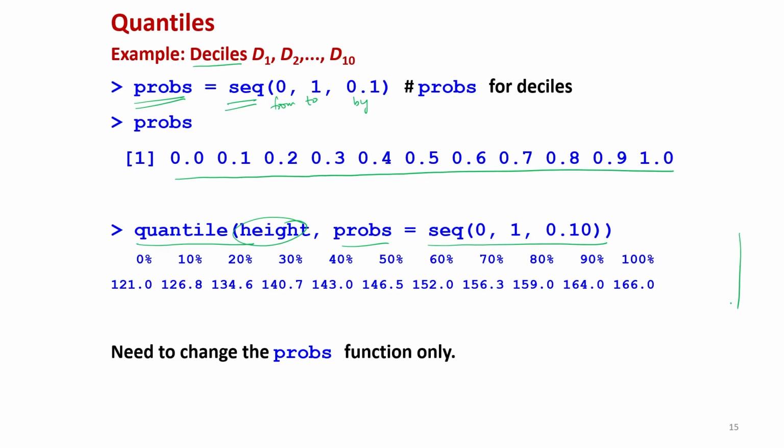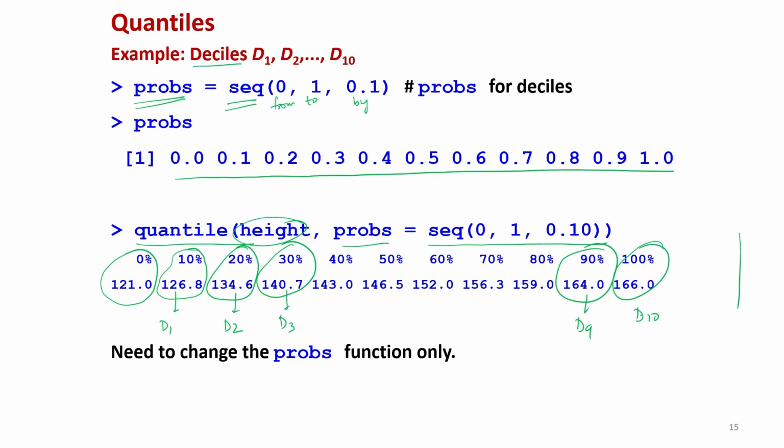You can see here this is the 0%, which is the minimum value, then the first decile at 10% which is 126.8, the second decile at 20% which is the value D2, 134.6. Similarly the third decile at 30% is 140.7, and similarly the ninth decile is 164, and finally the 10th decile which is 166.